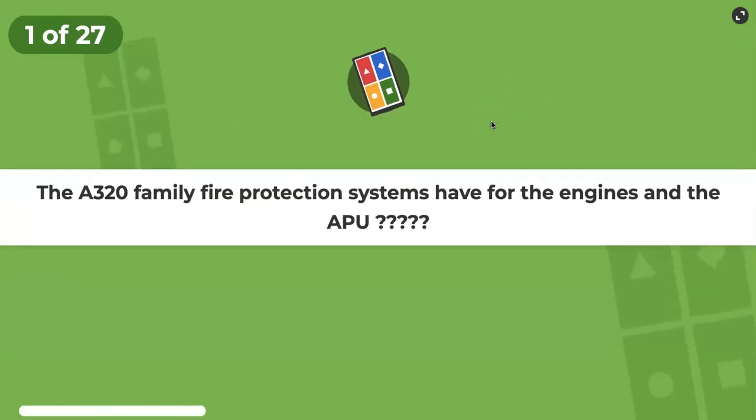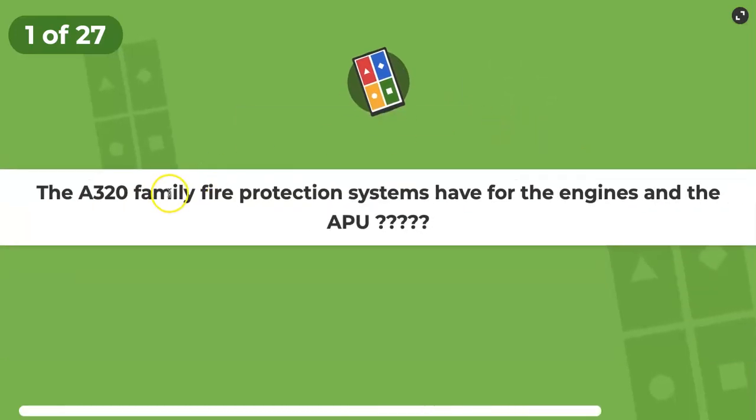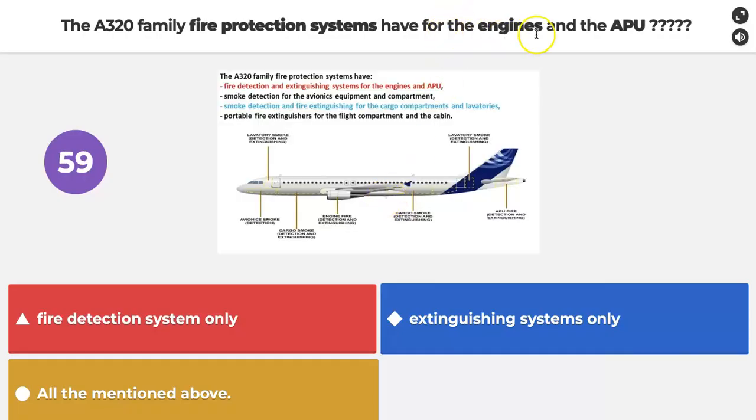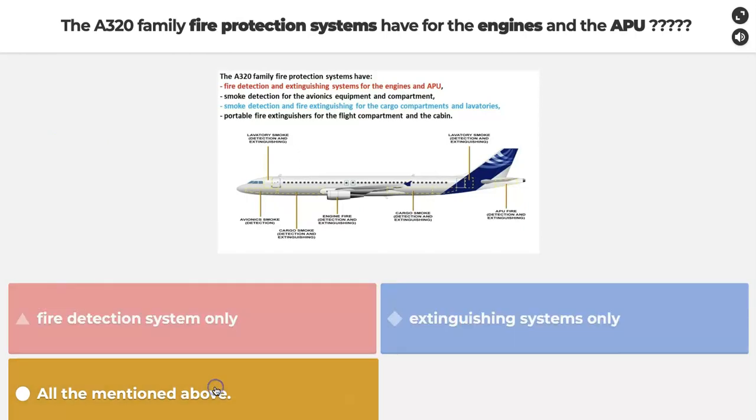So first question: the Airbus A320 family fire protection system has, for the engine and the APU, fire detection system only, extinguish system only, or all the mentioned above. For the engine and the APU, we have both detection system and extinguish system. So the right answer is all the mentioned above.